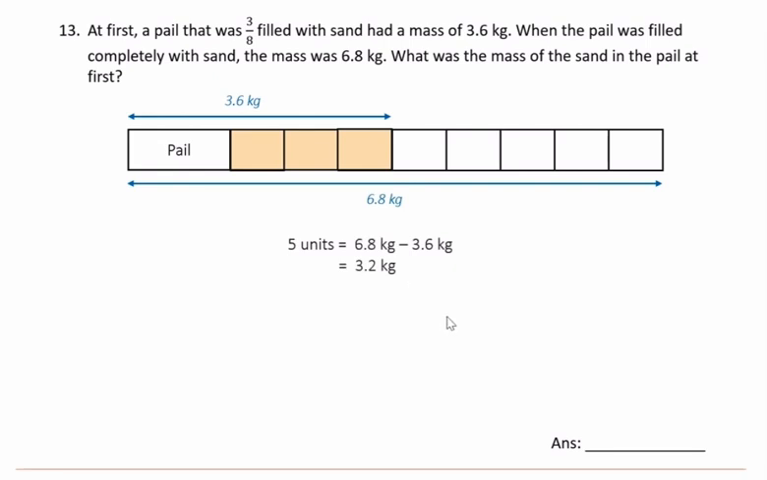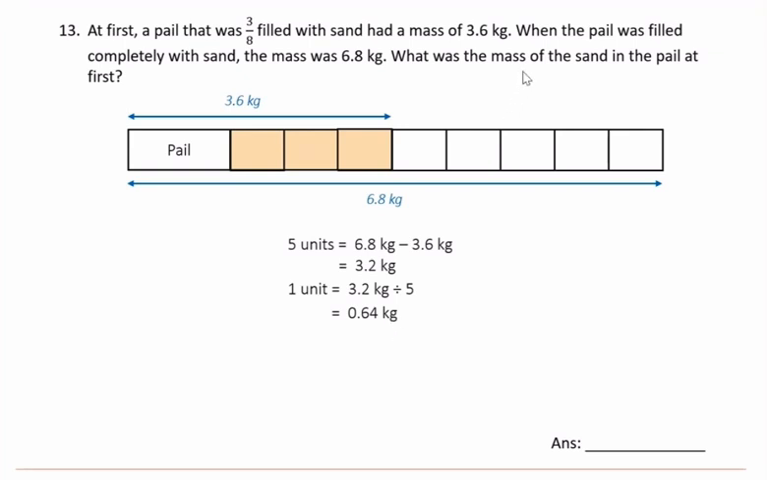Look for 1 unit. Always look for 1 unit. Divide by 5. Okay, teacher, I cannot divide 3.2 by 5. You can. You actually can write 3.2. If it has a remainder, you just add a 0. You continue along the division. You will get 0.64 kg. So 1 unit is 0.64.